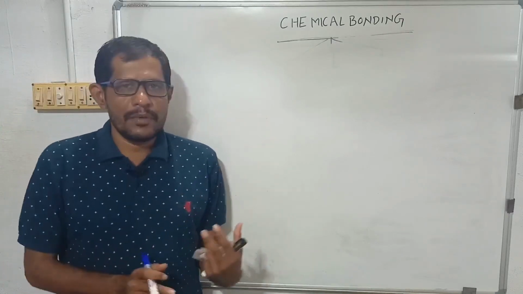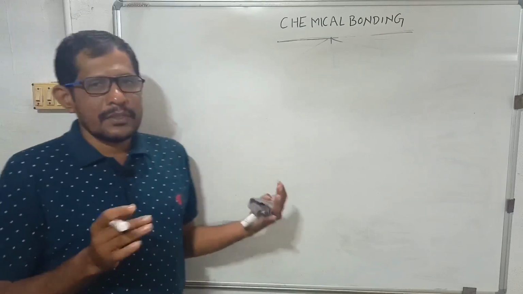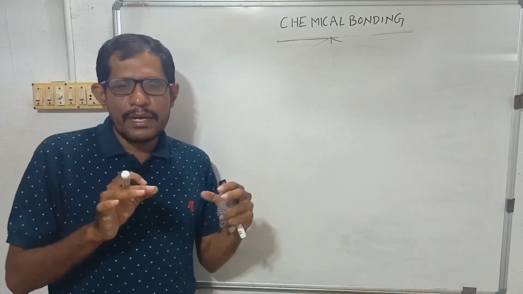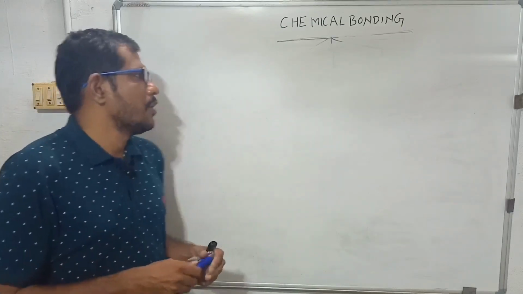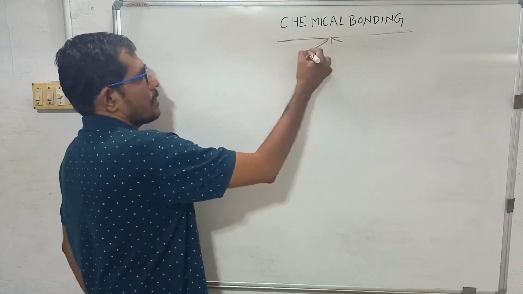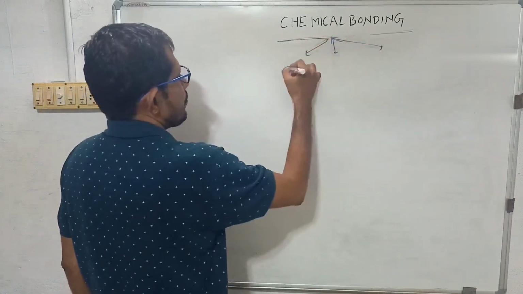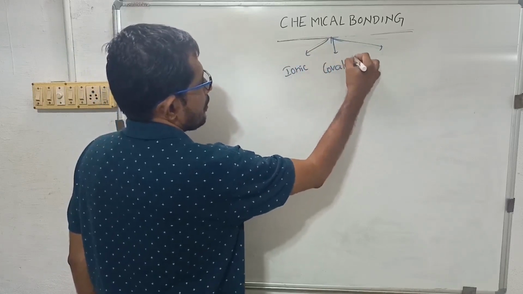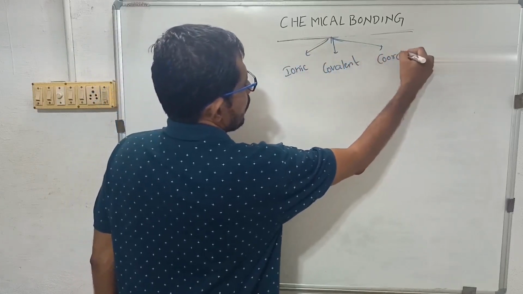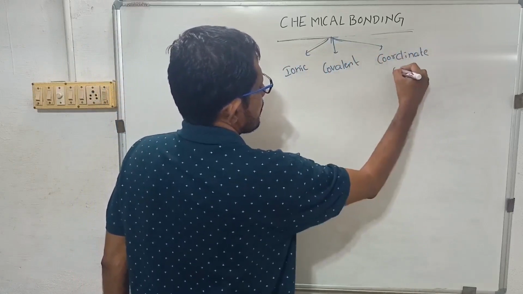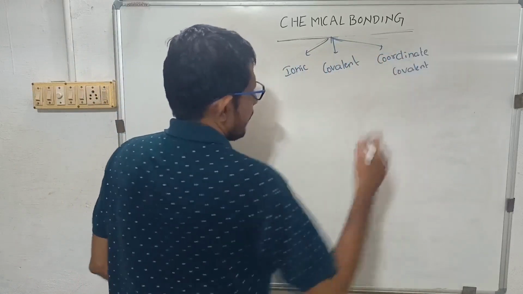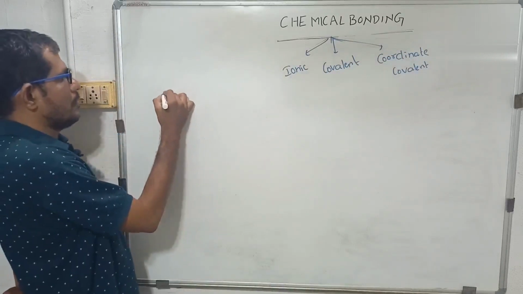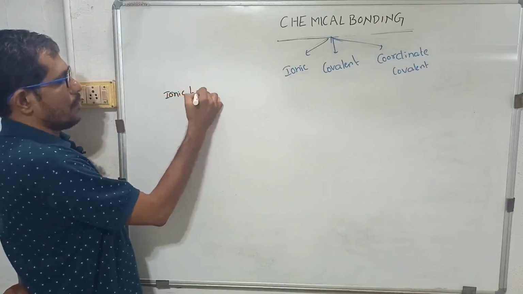Now I am going to this chapter, chemical bonding. Atoms are involved in bonding to make themselves stable. Generally, chemical bonding is of three types: ionic, covalent, and coordinate covalent. First, I will explain the ionic bond formation.